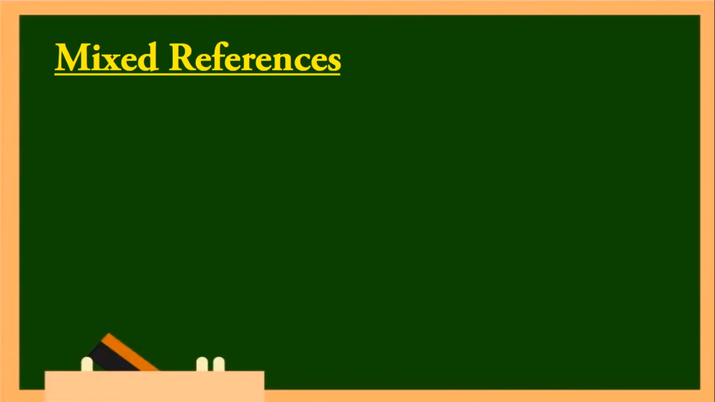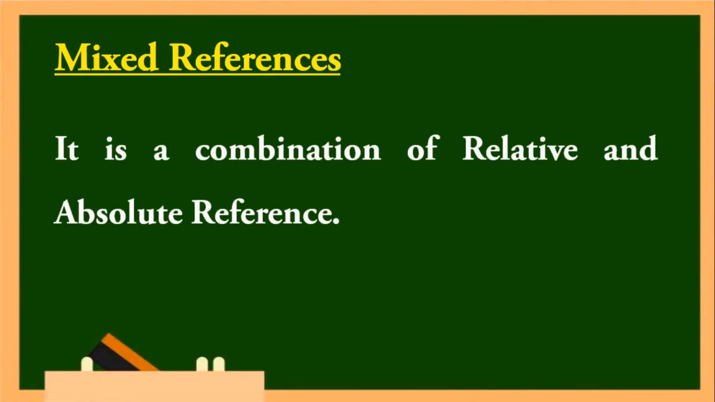So now here's the last type, that is mixed reference. Now mixed reference is a combination of relative and absolute reference both. In relative, we have just seen that while copying the formula, the address changes. And in absolute reference, while copying the formula, the address will not change. So here the mixed reference is the combination of both.